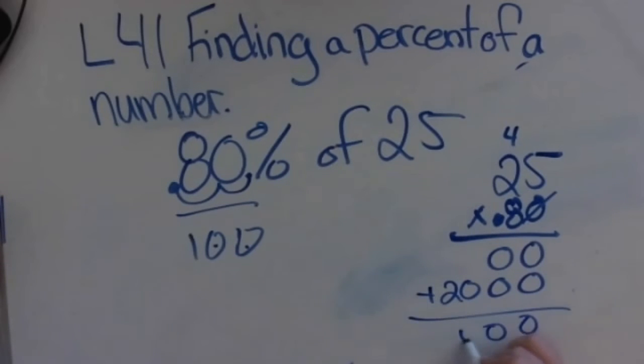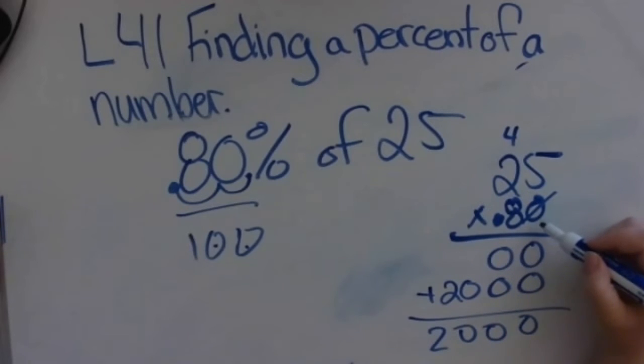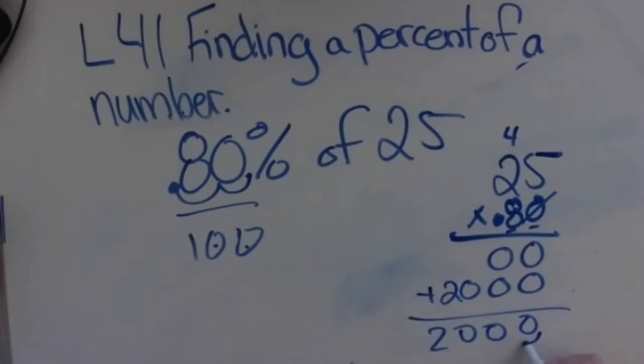Okay, because I could add it all together. How many places do I have? 1, 2. Okay, 1, 2. 20. So 80% of 25 is 20.